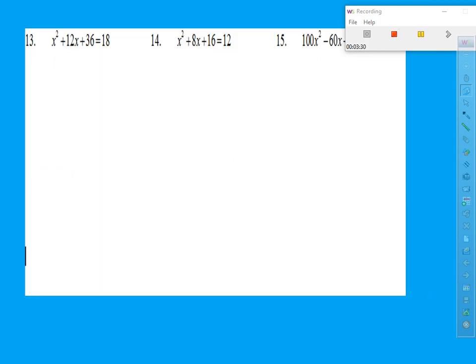Now I'm going to pick one of these just to remind you of something, because this is going to show up a lot in completing the square. So here goes. On my number 13, the square root of x squared is x, the square root of 36 is 6, and 6 times x doubled is 12. So I'm going to think of this as x plus 6 squared equals 18. I'm going to square root both sides, so I get x plus 6 equals positive or negative the square root of 18. But now here's what we've got to do.